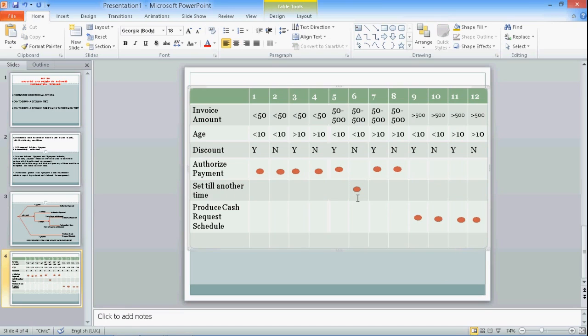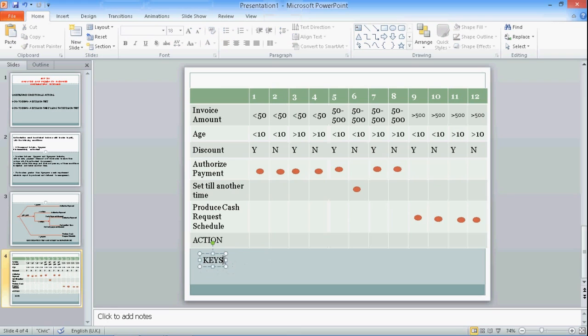Now, instead of using 1, 2, 3 for our actions, we can just come here, name a column, a row action, and then use keys, so that we'll just use only one row instead of using 3 separate rows. Now, what do our keys mean? Keys mean what actions will be taken, so we'll use a shorthand notation. These are our keys.